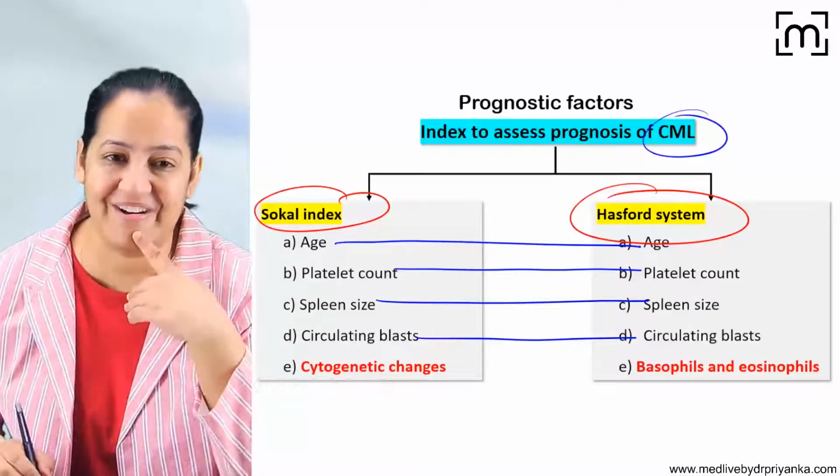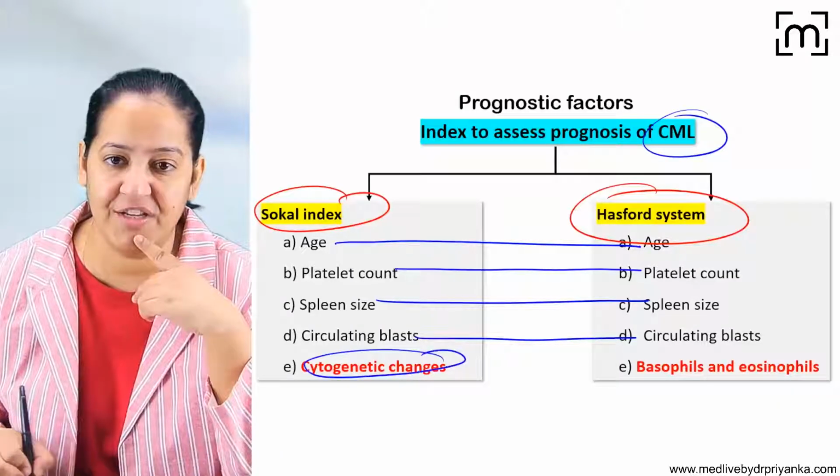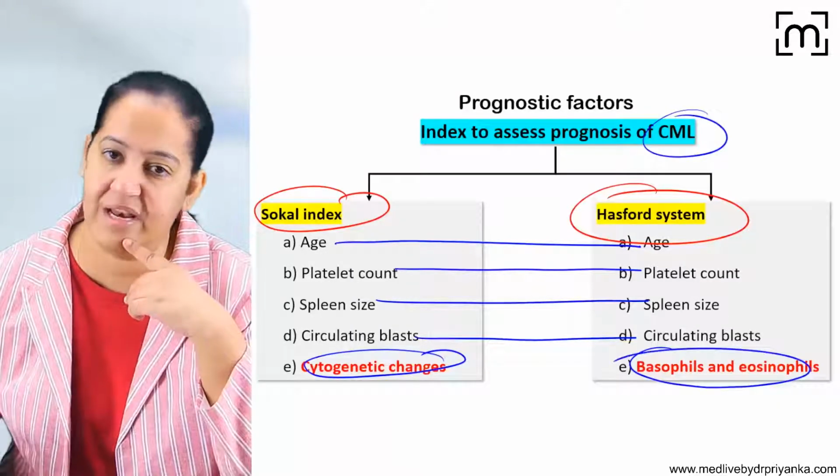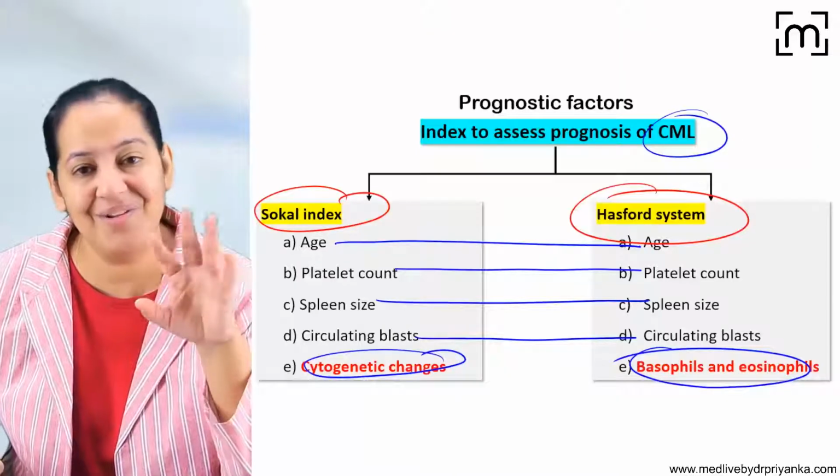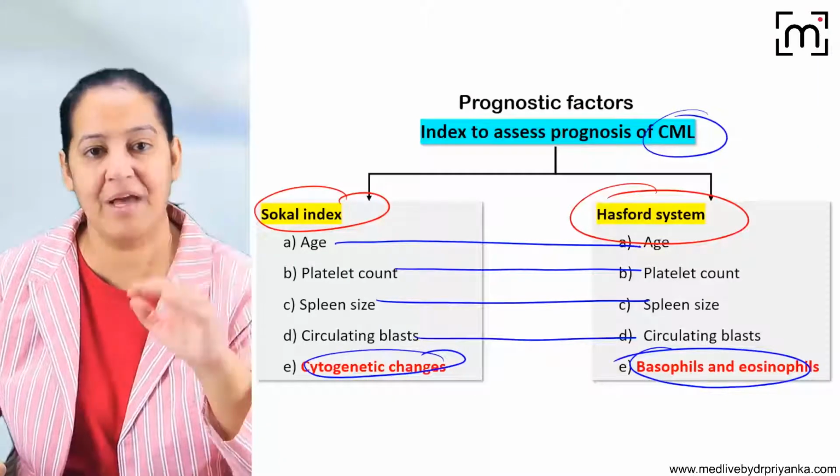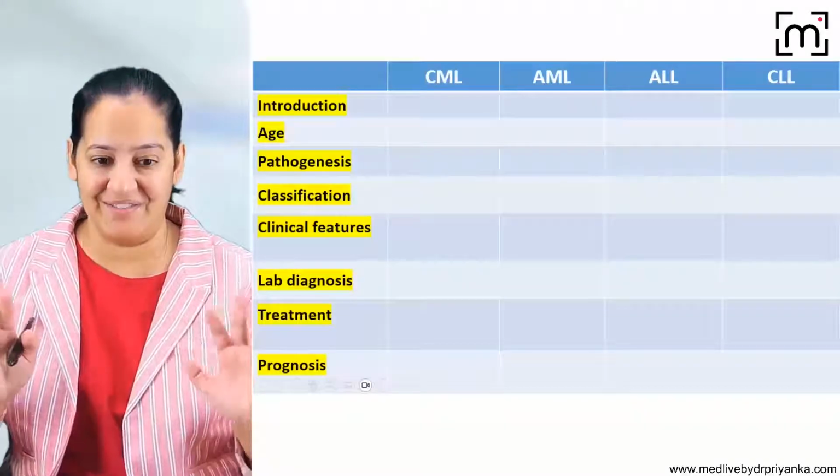But the fifth criterion is different. Here the fifth criterion is cytogenetic changes, and here the fifth criterion is basophil and eosinophil percentage. So learn the five criteria in both of them. That is the two types of index. We are done with CML.